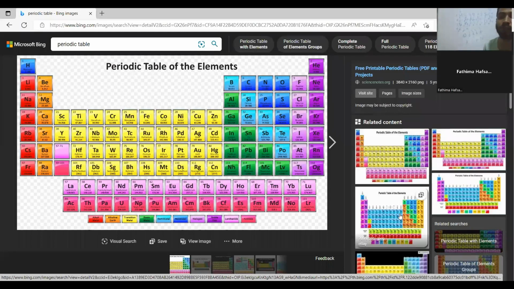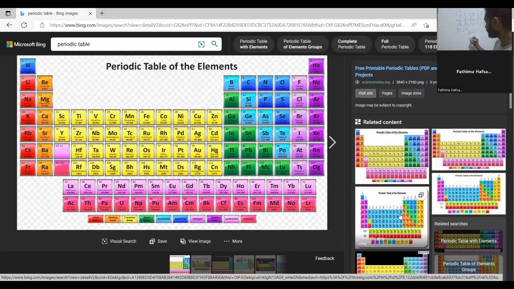So we are going to move to the next one. The next topic is we are going to write the electronic configuration for elements. First one, I am going to write hydrogen, H1. So the atomic number of hydrogen is 1. Then there is only one electron. The electron is in the first shell. So I put 1 here.